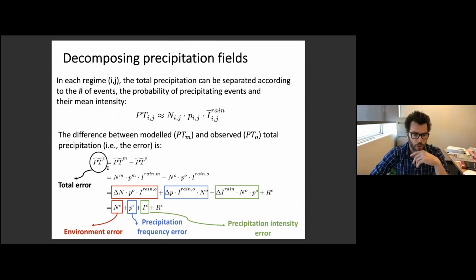So basically what we get is that the total error in precipitation is given by an error that is related with how well the model reproduces the environment where the rainfall might occur, another error that is related with how often, whether too often or not too often, the precipitation is made, and what's the intensity.